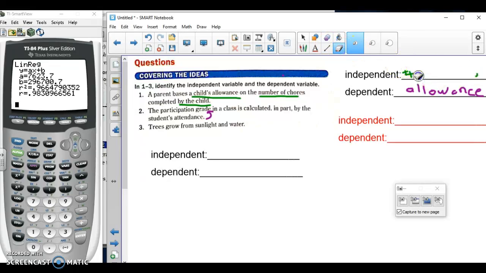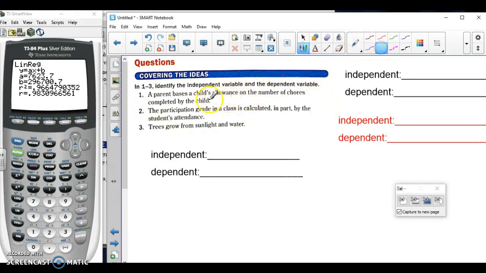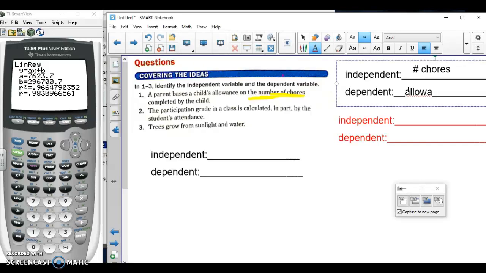So the first one here is identifying the independent and dependent variables. As we go through this, we just want to read each situation. A parent bases a child's allowance on the number of chores completed by the child. Since the allowance is based on the number of chores, the number of chores is our independent variable, and our dependent variable is the child's allowance. So allowance, that's our dependent variable.